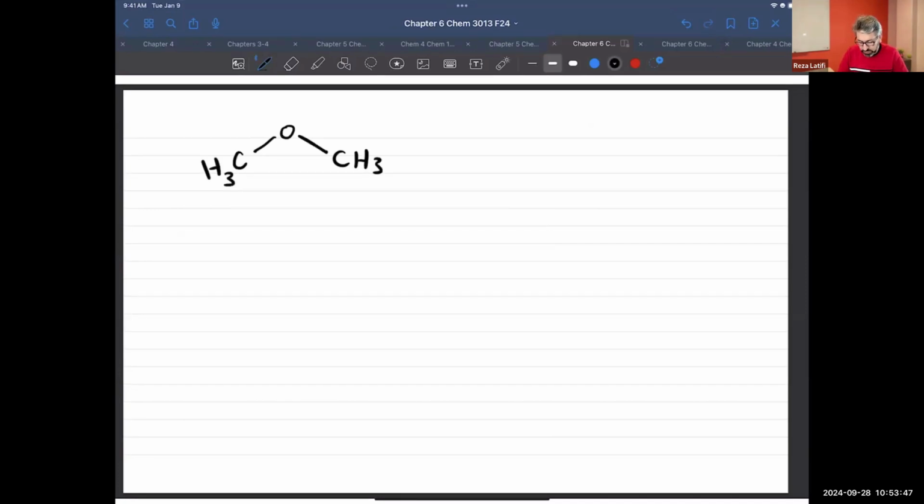Okay, what's the formula for it? The formula for it is C2H6 and O just one. This is an ether, dimethyl ether. You can draw another structure by using the same formula.